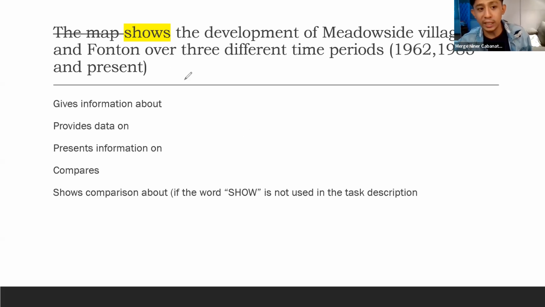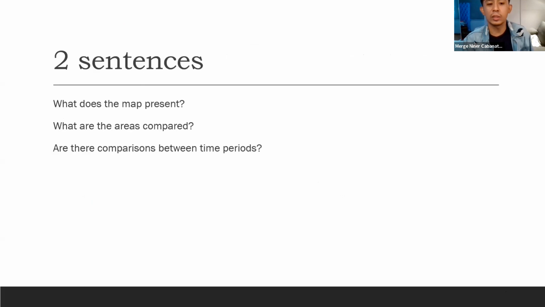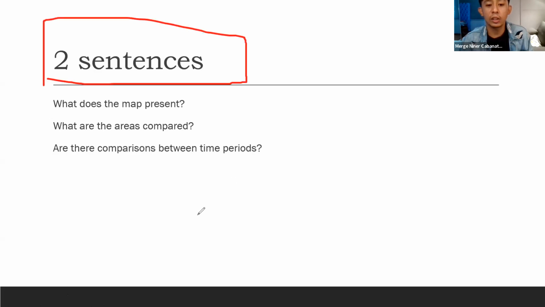So once again, I will replace the map with the presentation. I will replace shows with provides information on, perhaps. But I will not be using shows because simply shows is the word used in my task description, and I want to avoid repetition. So you need to come up with 2 sentences for your introduction.